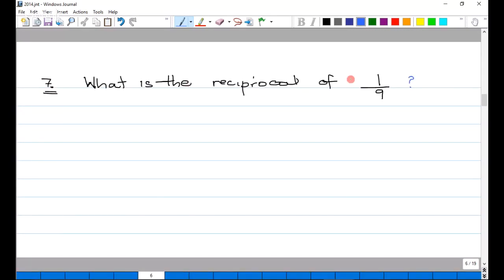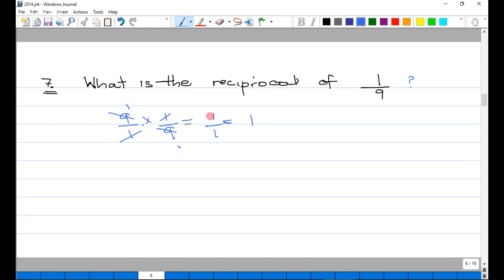What is the reciprocal of 1/9? Reciprocal of 1/9, it would be 9/1, or if you put it in its lowest terms, it would be 9. 9/1 multiplied by 1/9. When we cancel, what do we get? Just 1.